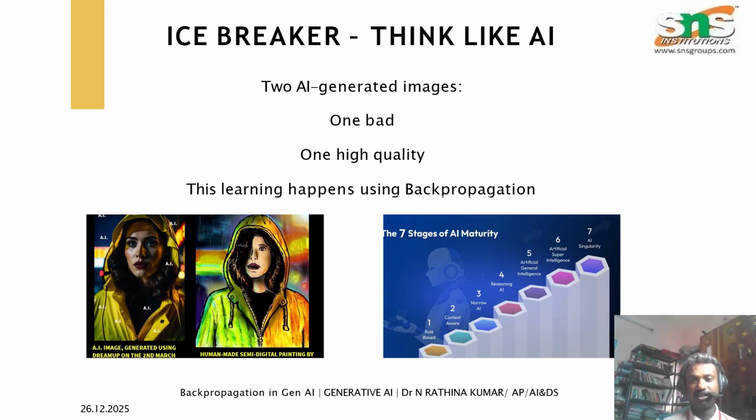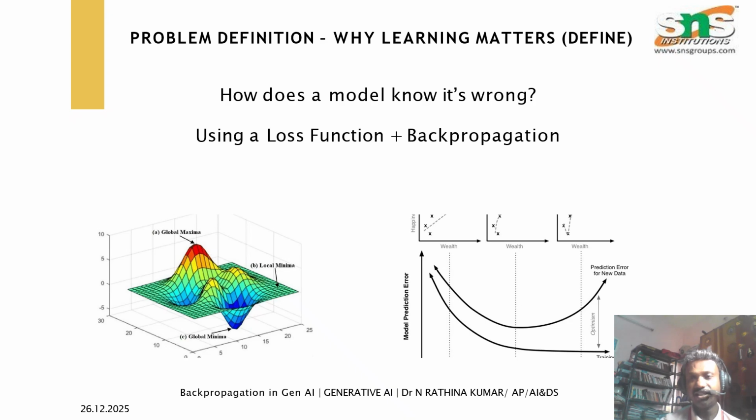Before that, you have to understand these two AI-generated images. See this one: the first one is high quality, one is bad. This learning happens using backpropagation. Once you understand what is meant by backpropagation, then you can easily relate it with these diagrams. What is meant by backpropagation?